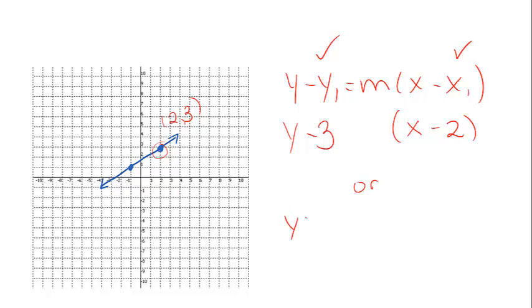Now if I wanted to use the other ordered pair, I could come down here and I could say that the ordered pair right here is negative 1, 1. So the y value is 1, and the x value is negative 1. And then I should be able to find the slope so I can fill in m. We know we can rise and run from point to point on our graph. So the rise is 2, and the run, if I count, is 3 units. So my slope is 2 over 3. And again, both of these are correct equations of the line.